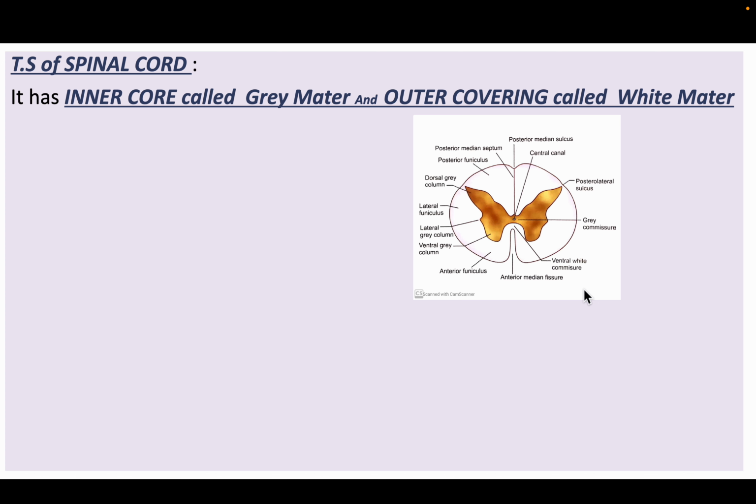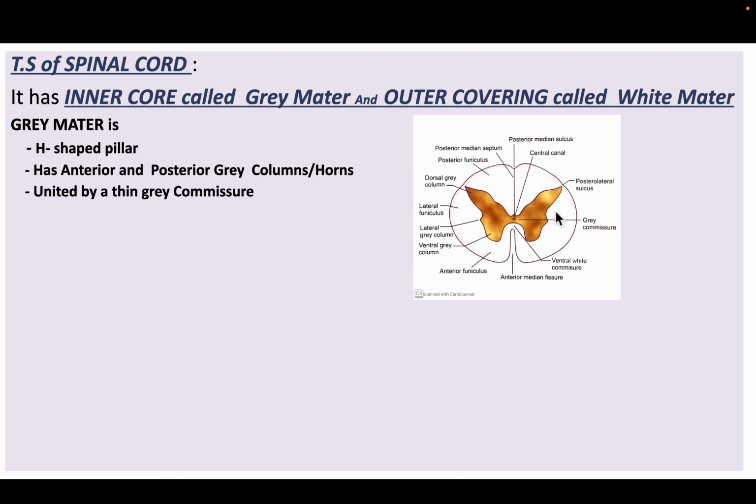Now coming to the TS of the spinal cord, it has an inner core of gray matter which is surrounded by an outer covering, we call it white matter. The gray matter is an H-shaped pillar, you can see in the structure, which has anterior and posterior gray columns. This is the anterior, this is the posterior gray column. These anterior and posterior gray columns are connected with each other through the gray commissure.